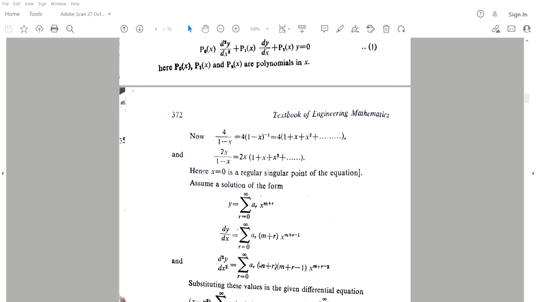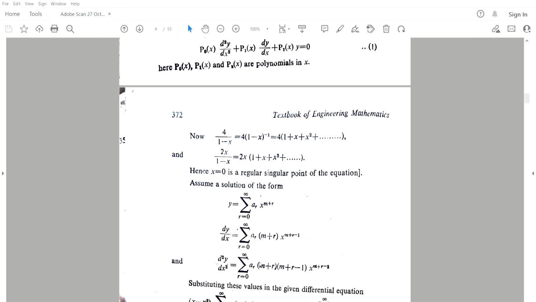What is a regular singular point? If we simplify or transform the equation of this type, d2y/dx2 plus 1 by (x minus a) into r1(x) dy/dx plus r2(x) by (x minus a) whole square, then if r1(x) and r2(x) can be expanded in Taylor series expansion, we say that this is a regular singular point. And if it cannot be expanded, then the point is called an irregular singular point.